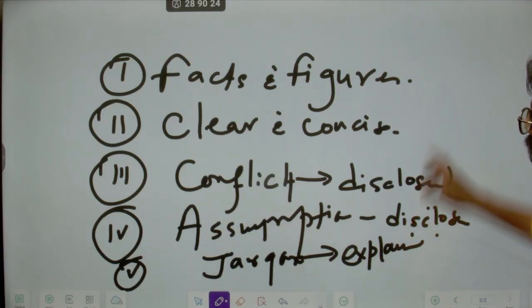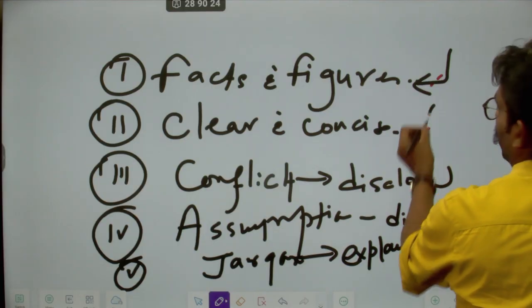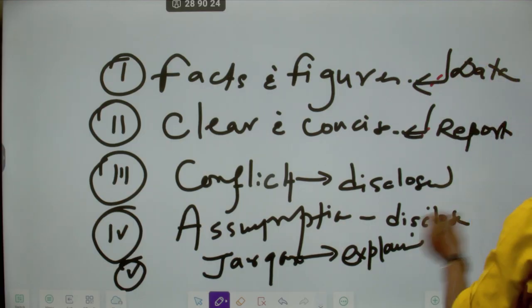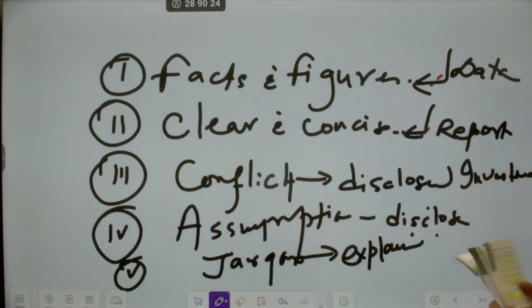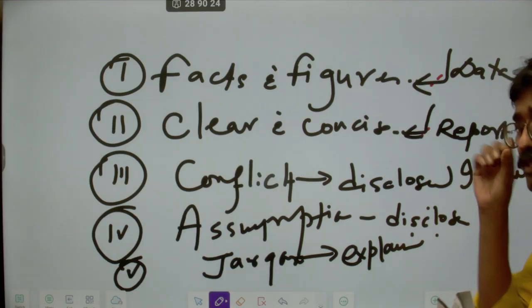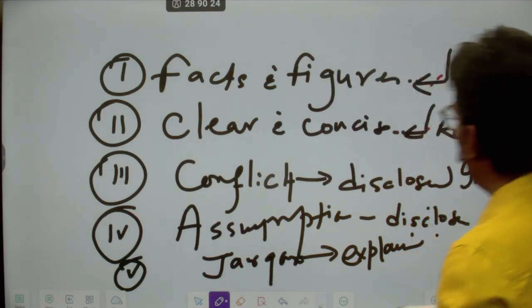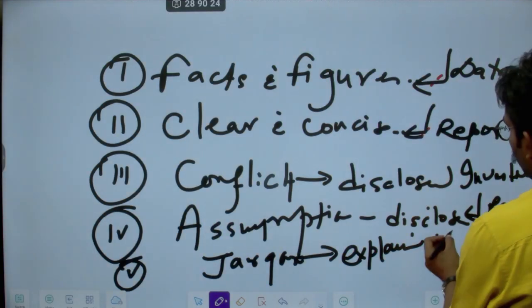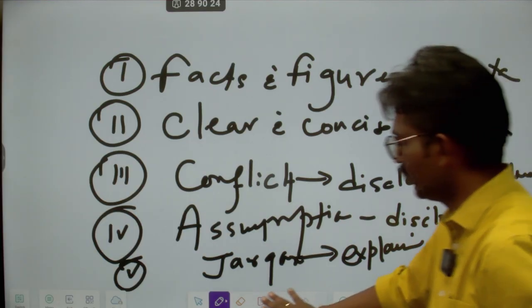So these are the facts and figures, clear and concise. That is with the report. This is for the data that you got. Conflict is with your investments usually, or if you have any association directly or indirectly, you're getting paid, or have been on their roles. Assumptions are with the business model. Any assumption, disclose it. And if you have used any jargons in the report, disclose it. I think this is easy. Will you remember?